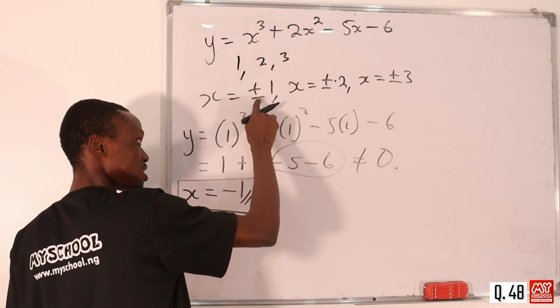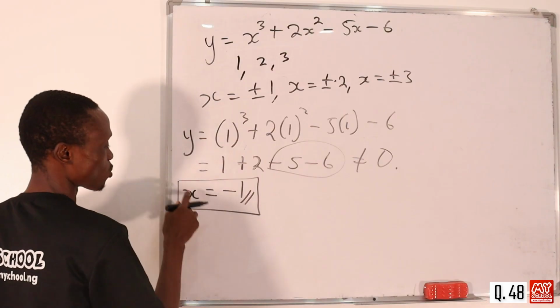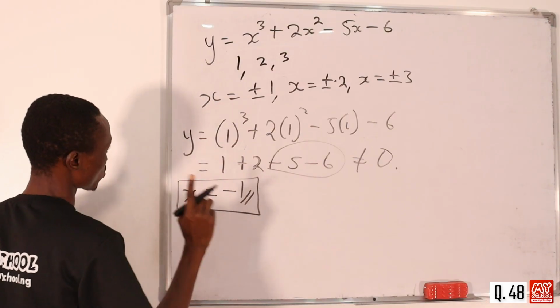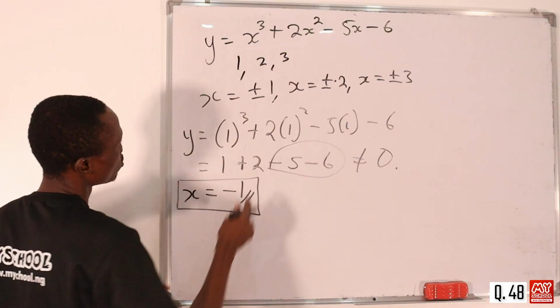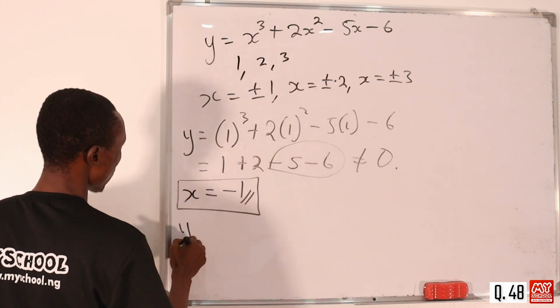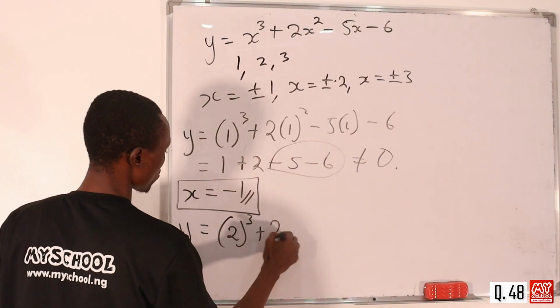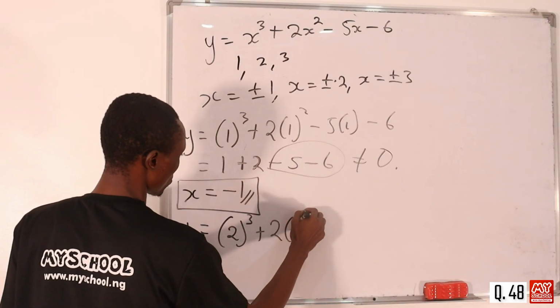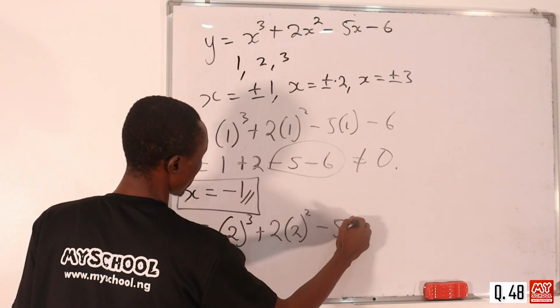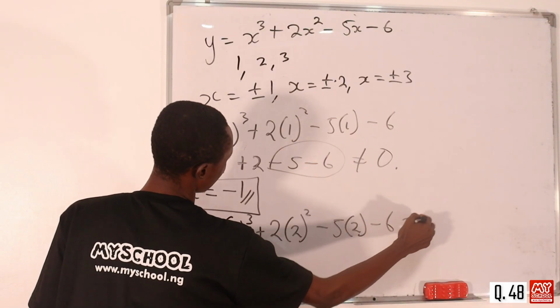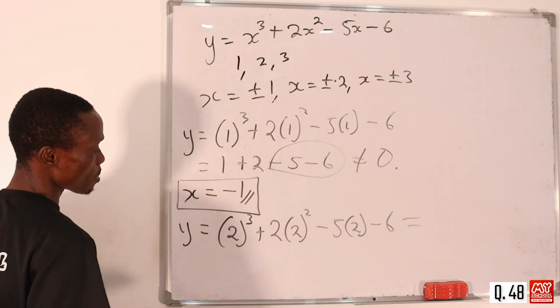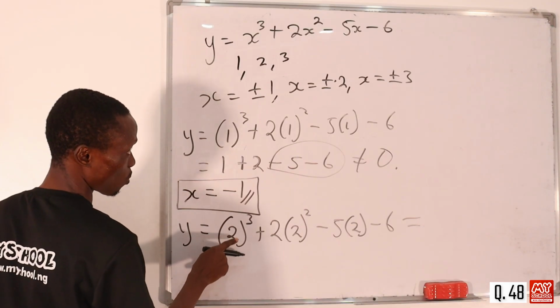So that means if I try the negative value to be equals to 0. So that is why I said x is equals to minus 1. So let's try it for 2. Okay, so you'll be having y is equals to 2 raised to power 3 plus 2 bracket 2 raised to power 2, then minus 5 bracket 2, then minus 6. So let's see if it will be equals to 0. Now remember, I am using the positive value of x.